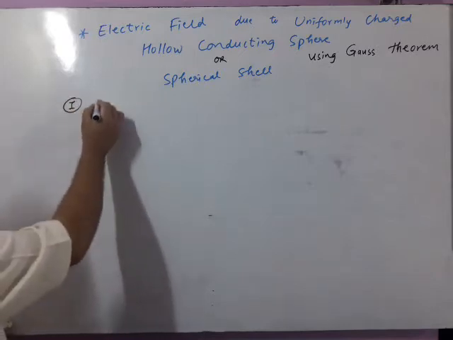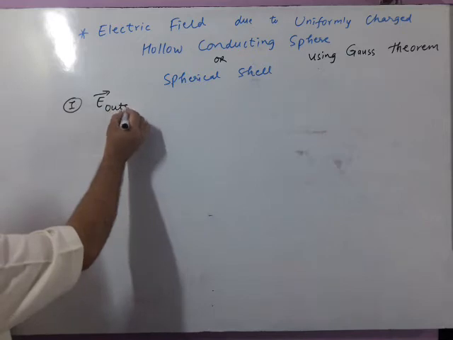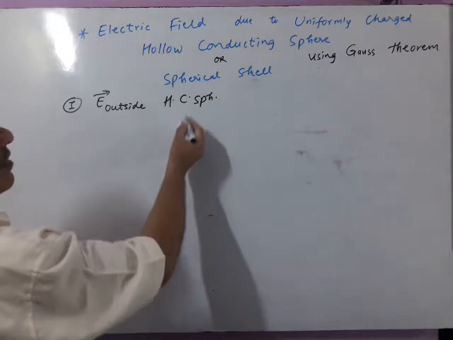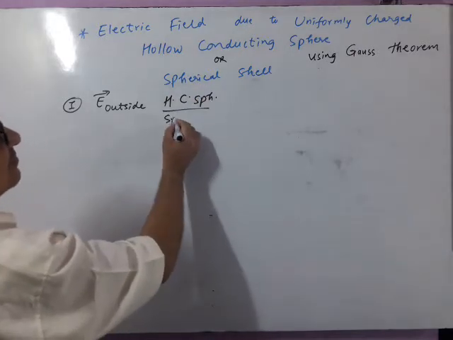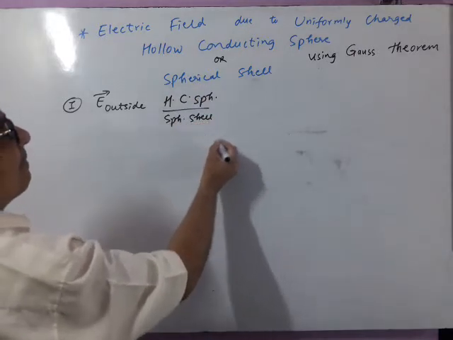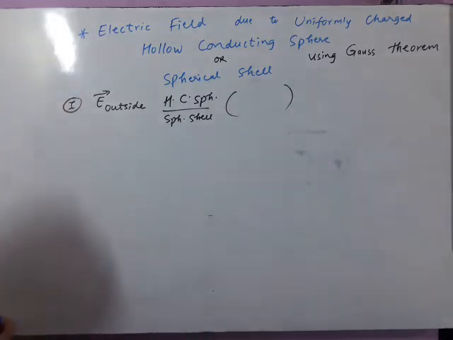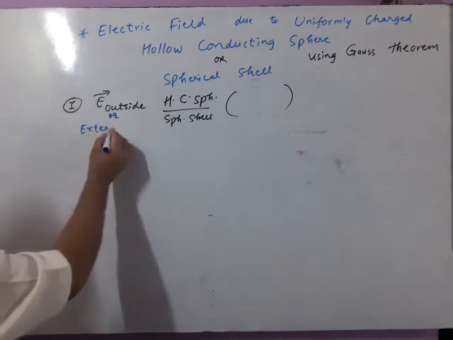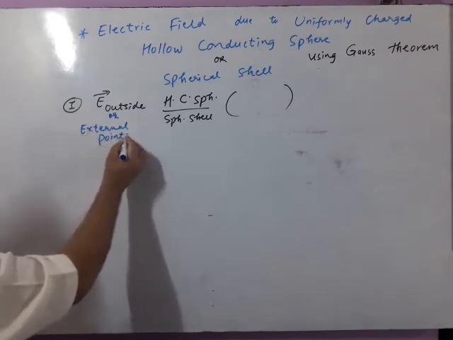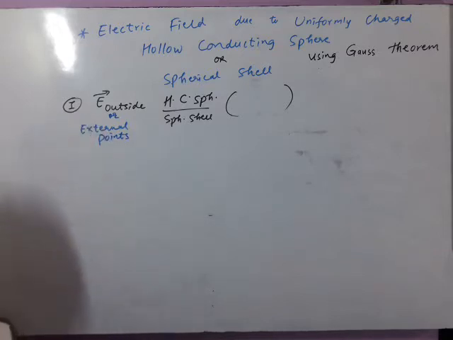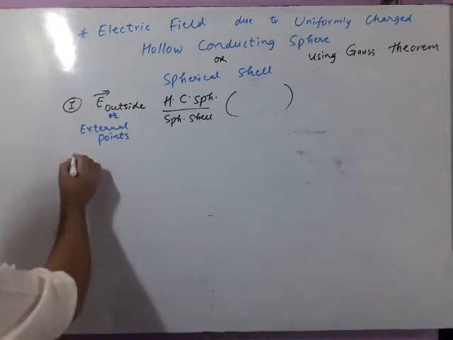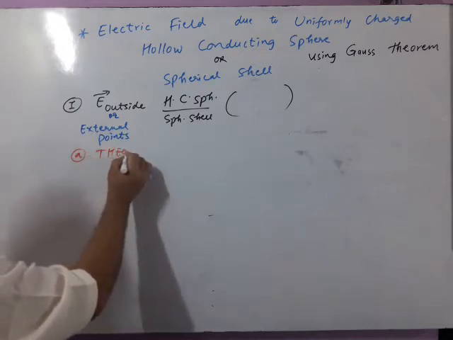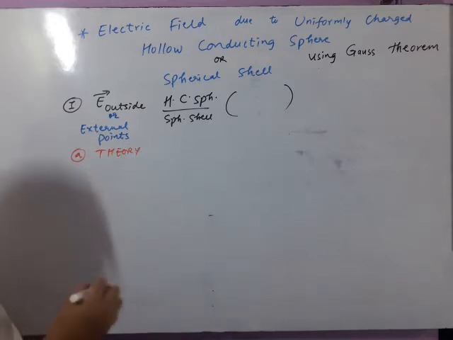Part 1, electric field outside hollow conducting sphere or spherical shell. Outside means external points. This is part 1. Now what to do? You will consider in the A step, theory of the derivation. Listen to it.